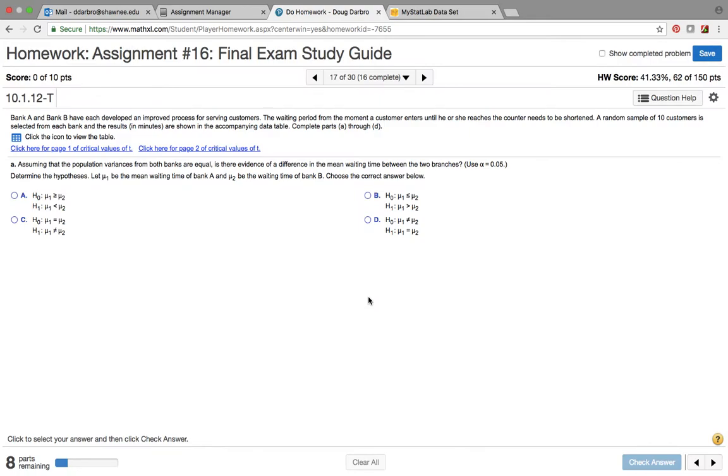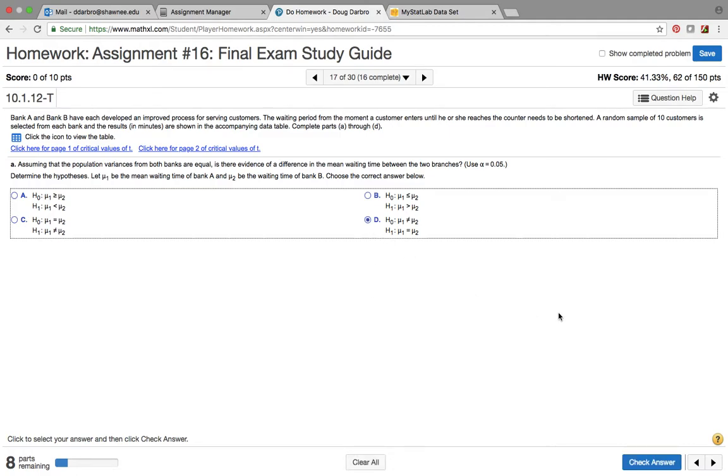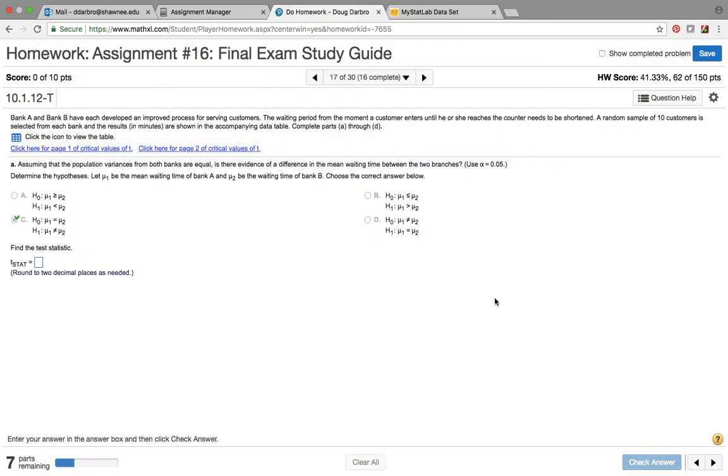All right, 17. Bank A and Bank B have each developed an improved process for serving customers. The waiting period from the moment a customer enters until he or she reaches the counter needs to be shortened. A random sample of 10 customers is selected from each bank. Assuming the population variances are equal, is there evidence of a difference in mean? So guys, we're looking at a difference. There's no indication it's higher or lower. Find the test statistic.